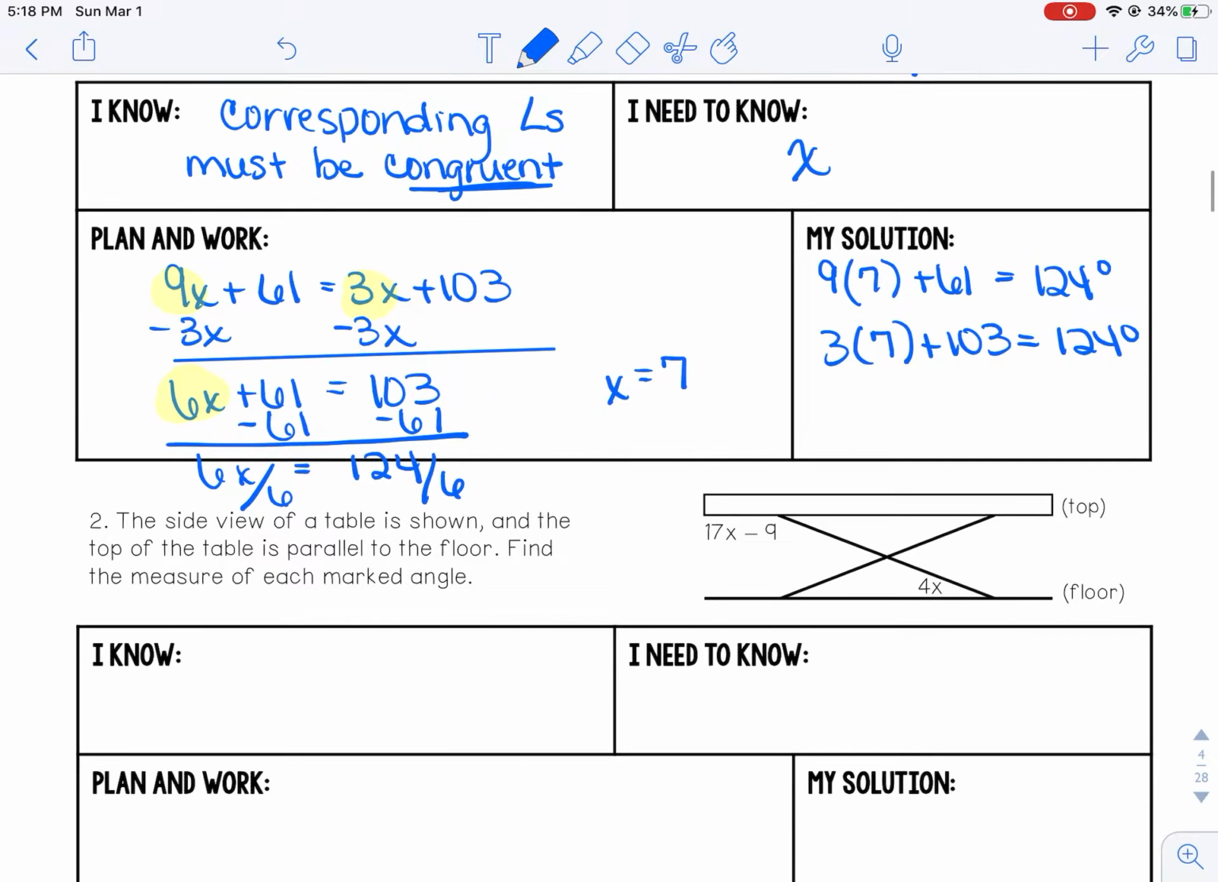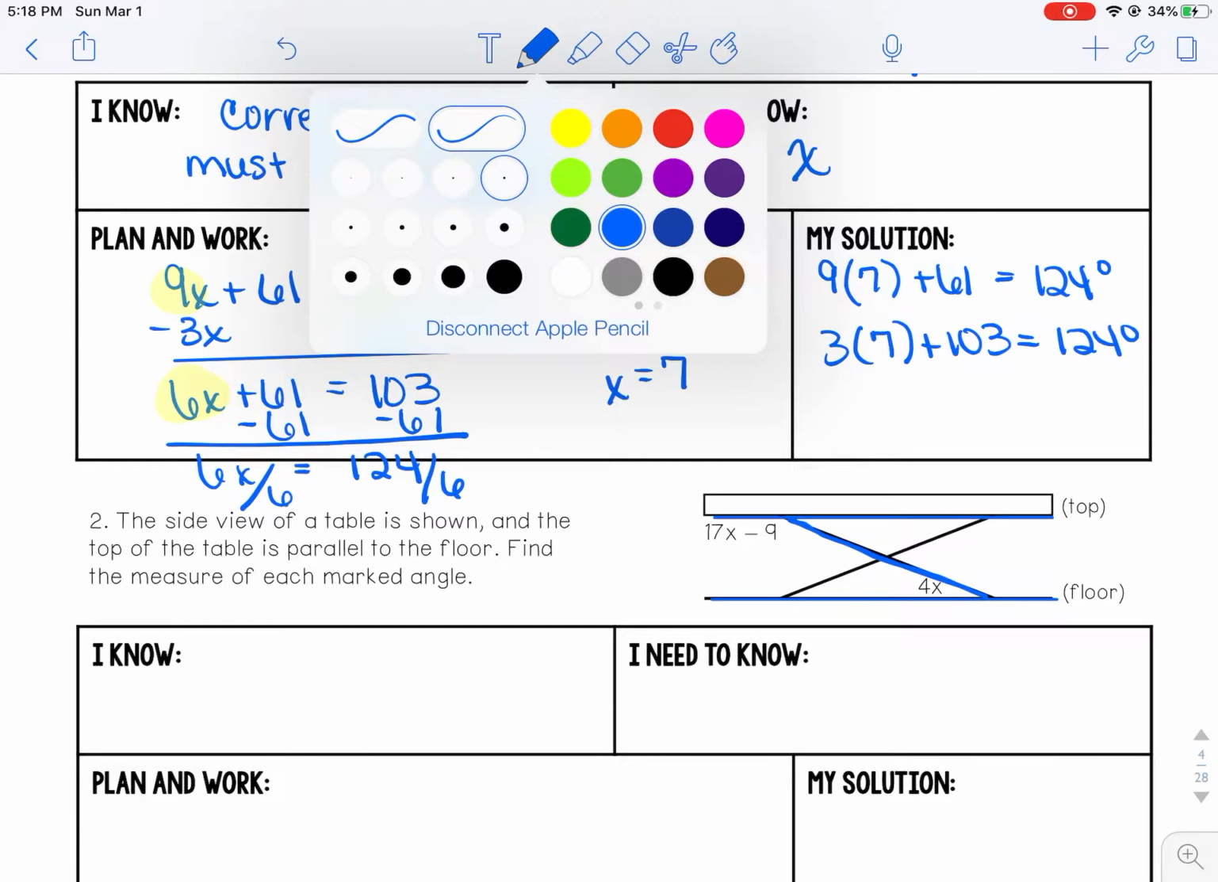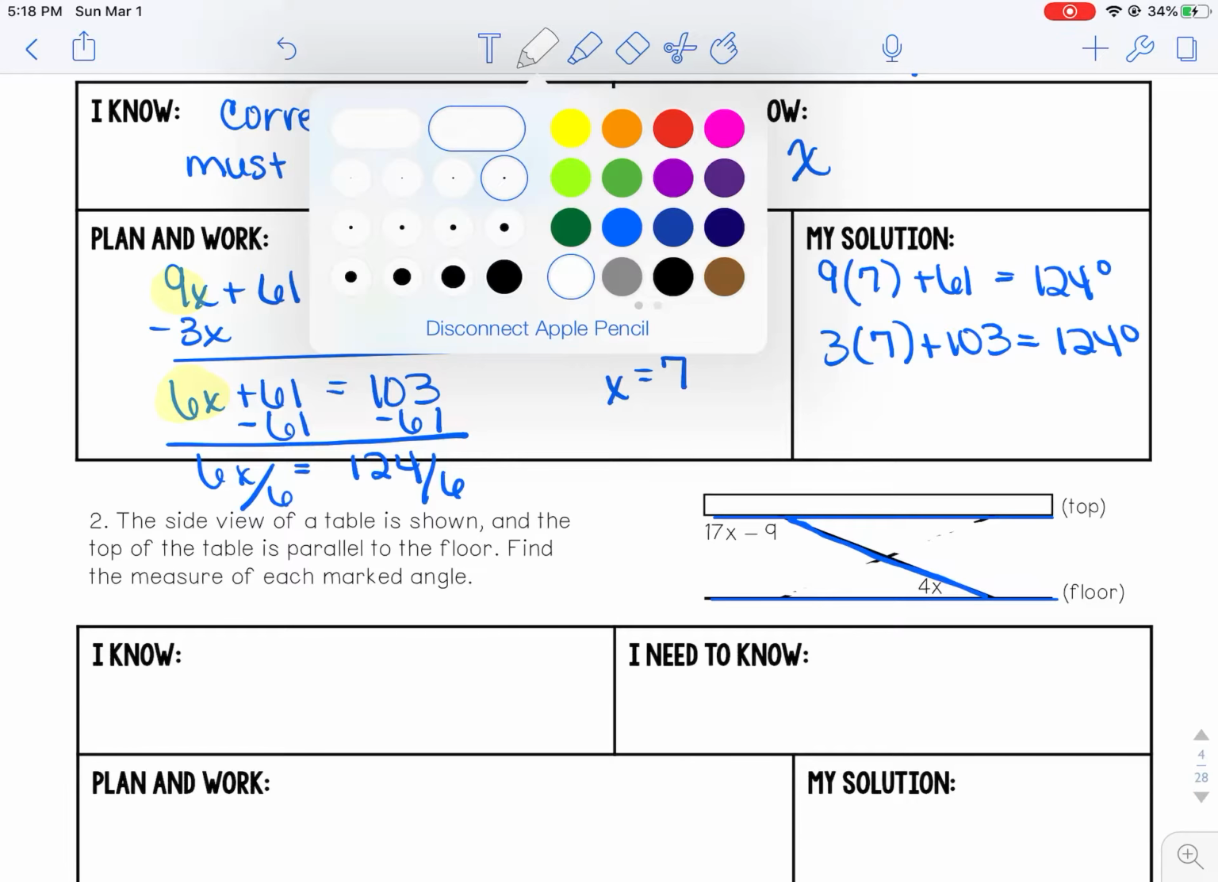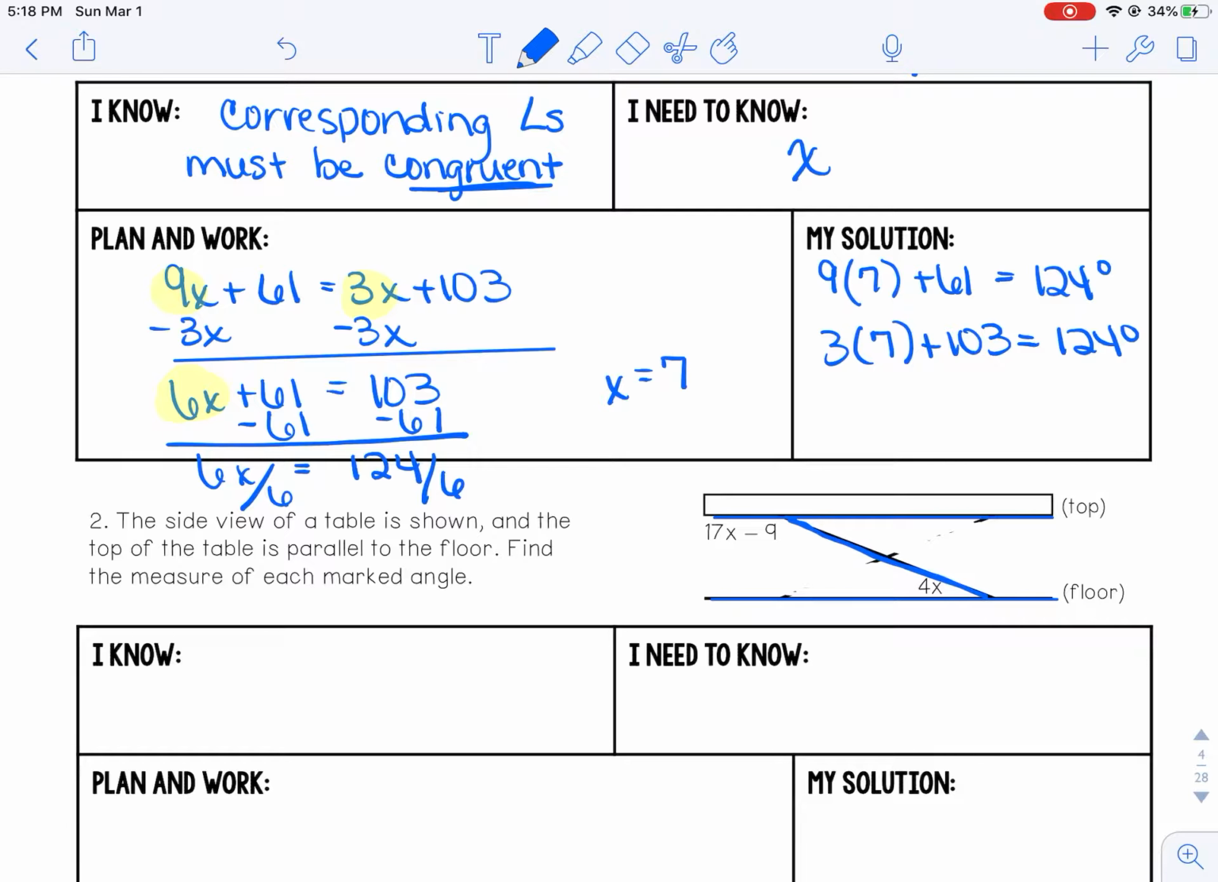Number 2, it says the side view of the table is shown and the top of the table is parallel to the bottom of the table. Okay, and we have this transversal here. Well, it also has the other leg of the table, so if you can kind of imagine that part's not there, then it might make it easier on you. So again, you have to identify what kind of relationship is going on between those two angles. Are they corresponding angles, alternate interior angles, alternate exterior angles, or vertical angles?